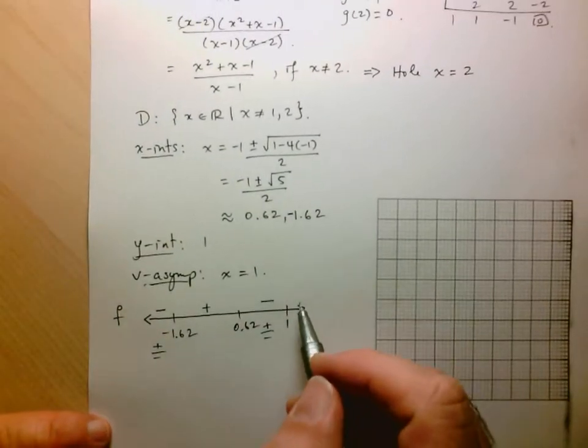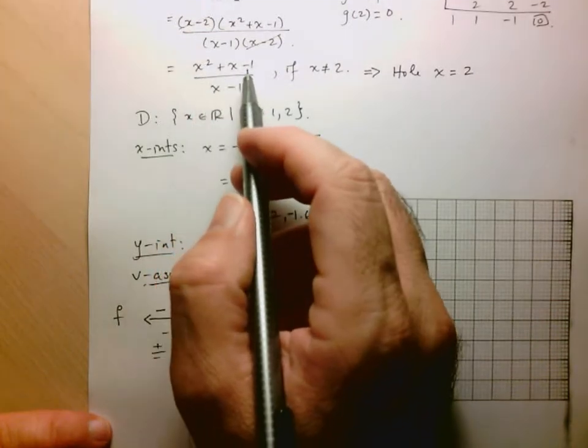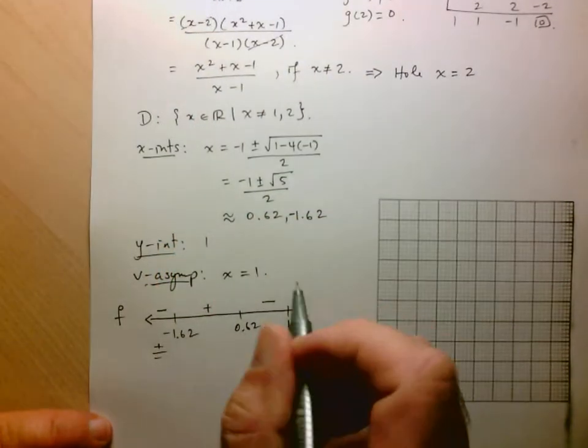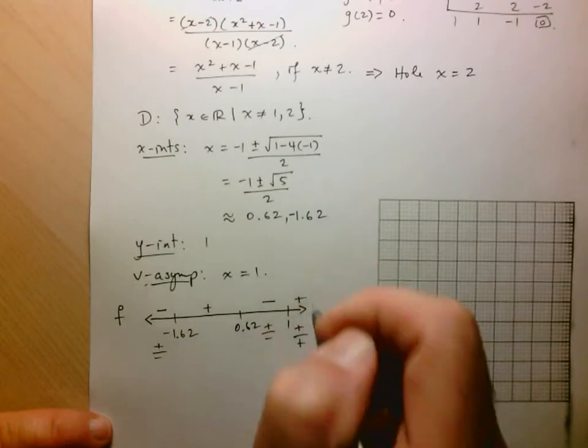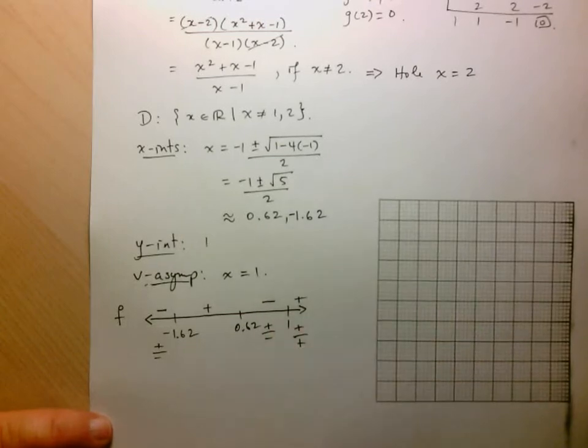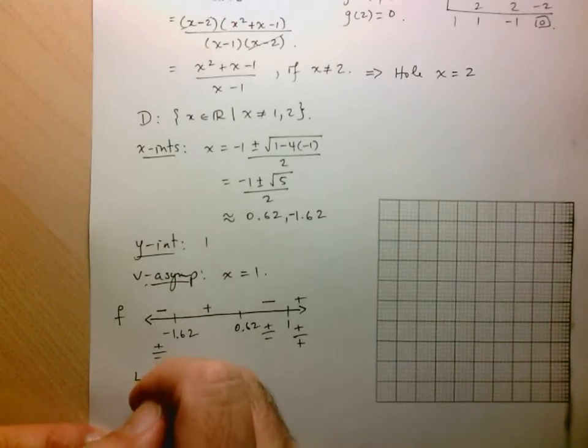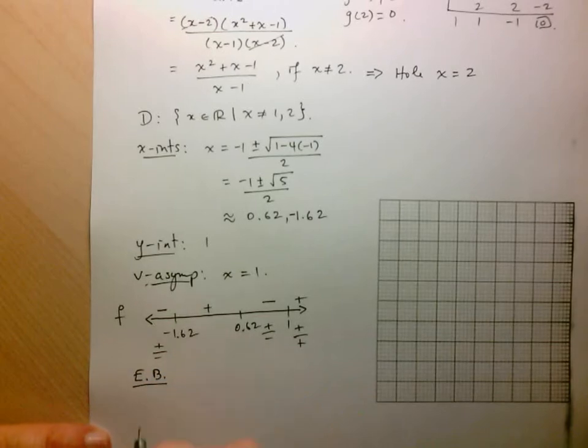And then when I put something like 2, something bigger than 1, I get 4 plus 2 minus 1, which is positive. And then here 2 minus 1 is still positive. So everything's positive there. Okay, so now we've got our behavior in terms of the sign of the function. And the last thing we're going to determine is going to be the end behavior.